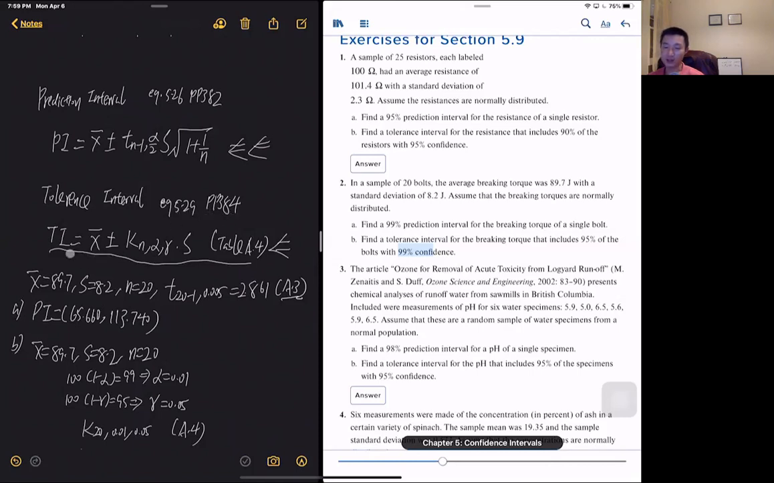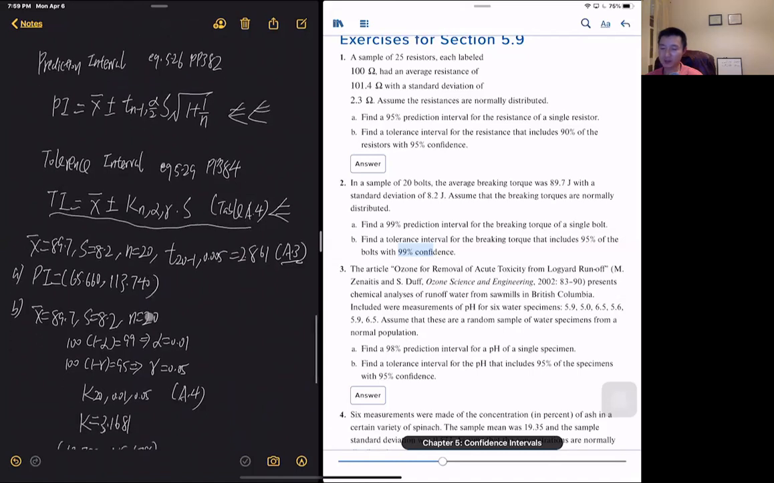For the tolerance interval, the equation is 5.29 on page 384. The tolerance interval is equal to the mean value of x plus minus the k value. K has three parameters: n, alpha, and gamma. To find the k value, we need table 8.4. n is the sample size, so the n value is 20.